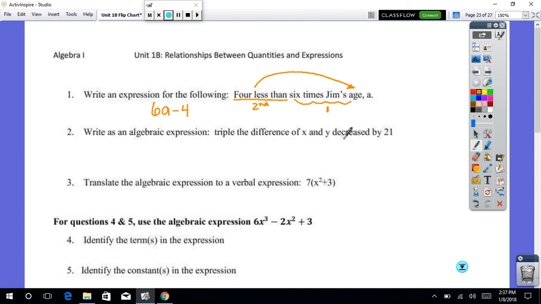Triple the difference of x and y, decreased by 21. So the difference of x and y, triple that, and then decrease it by 21.